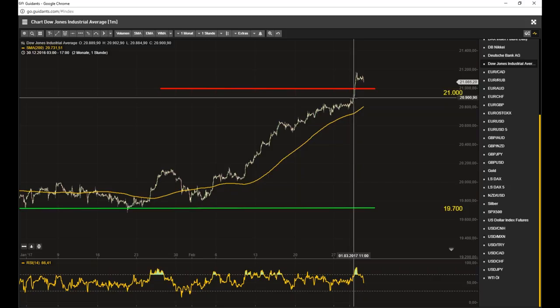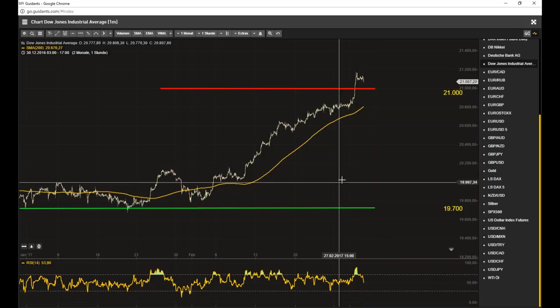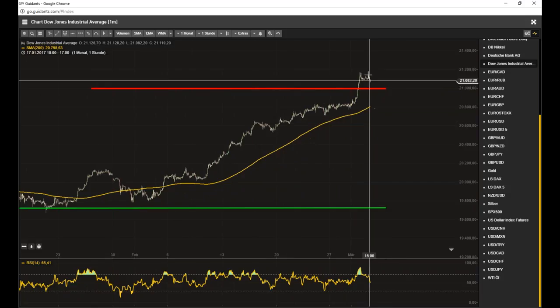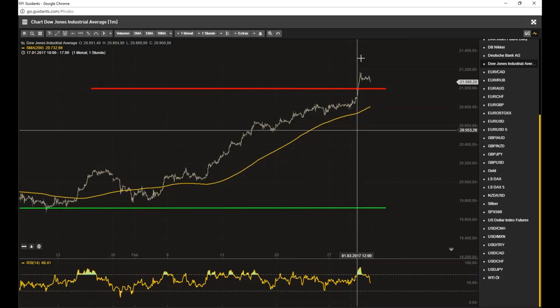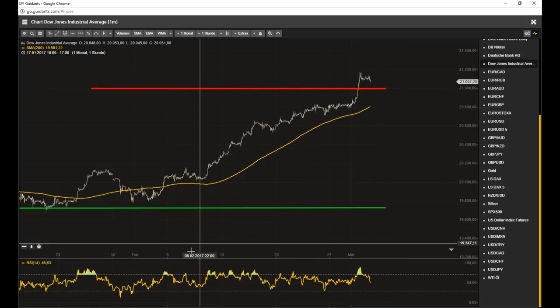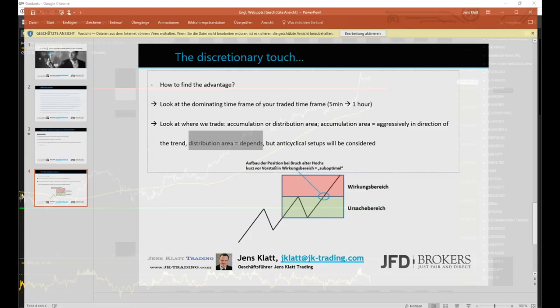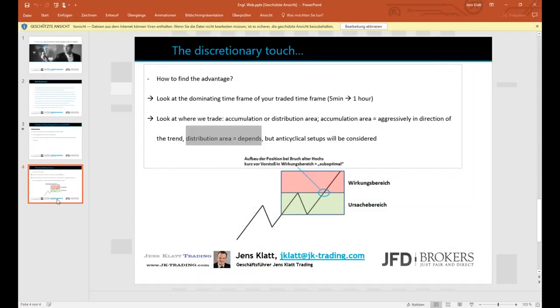This definitely does make sense in my personal opinion. And so obviously the market is now trading here in a distribution area. And now what we will do is, after we obviously found out that here it is more likely that the market will start to correct some of its move, we'll say, okay, let's see. It depends, meaning we're considering anti-cyclical setups.